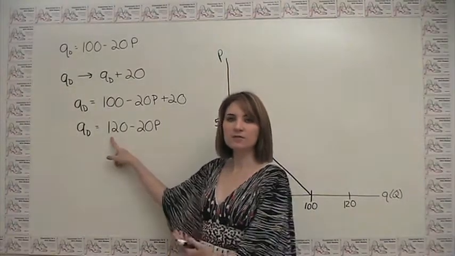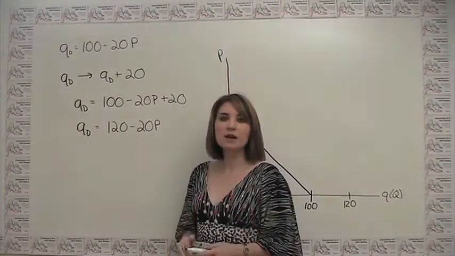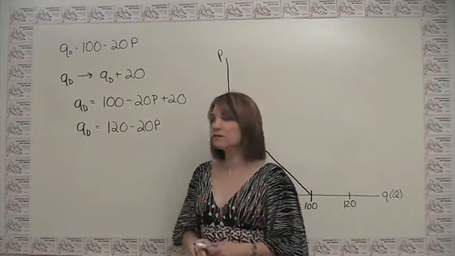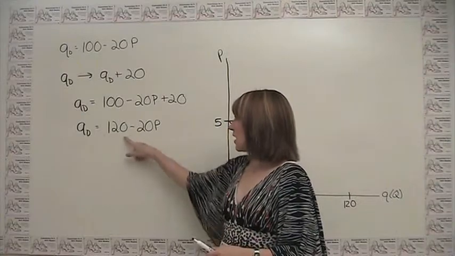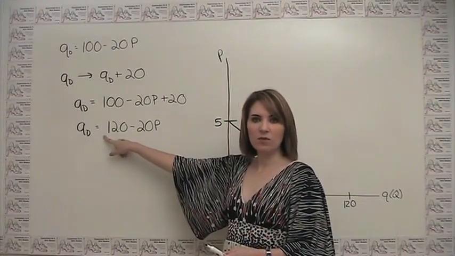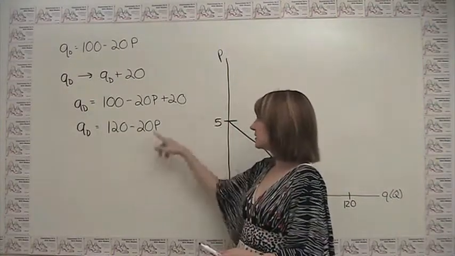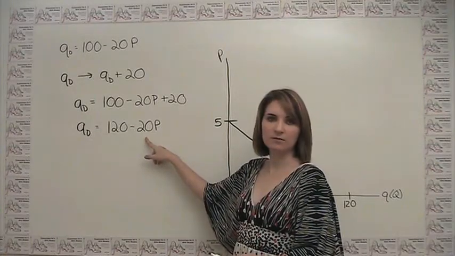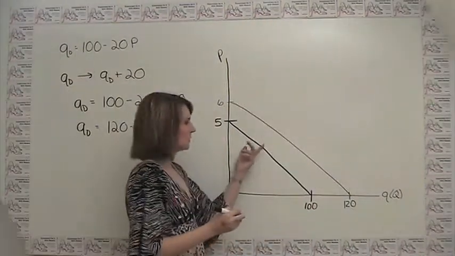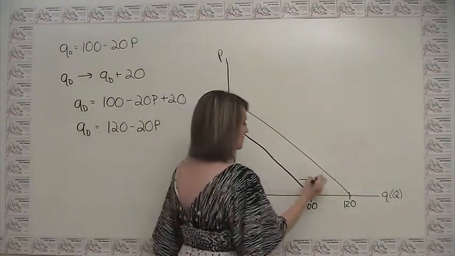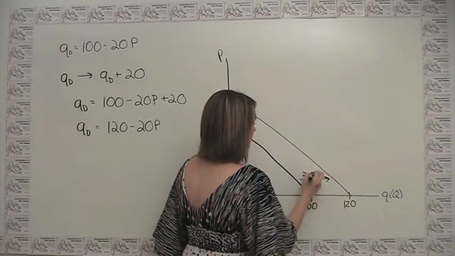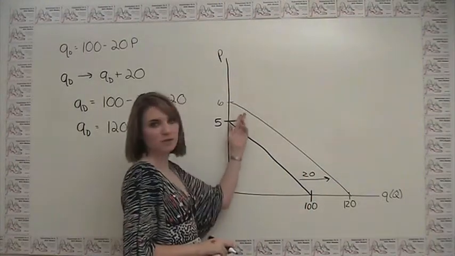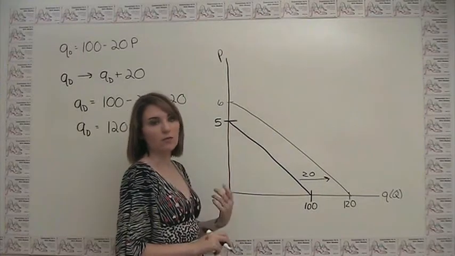Notice that a shift to the right by 20 units is not, in fact, equivalent to a shift up of 20 units. You'll see here, if we solve for price to figure out where our demand curve hits the price axis, rather than getting a price of 5, we get a price of 6. So we do indeed get a shift to the right of 20 units. But notice that this corresponds to a vertical shift of only 1 unit.